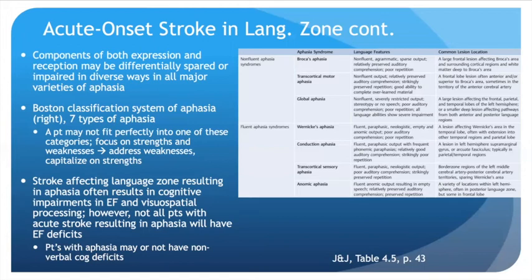A stroke affecting the language zone, resulting in aphasia, often results in cognitive impairments and executive function and visuospatial processing issues as well. However, not all patients with acute stroke resulting in aphasia will have executive function deficits. A patient with aphasia may or may not have nonverbal cognitive deficits.